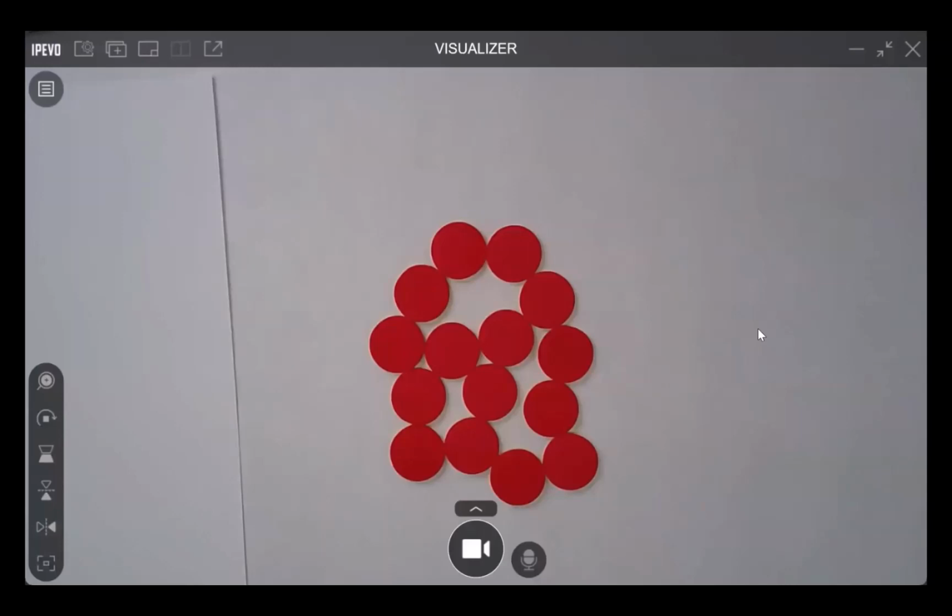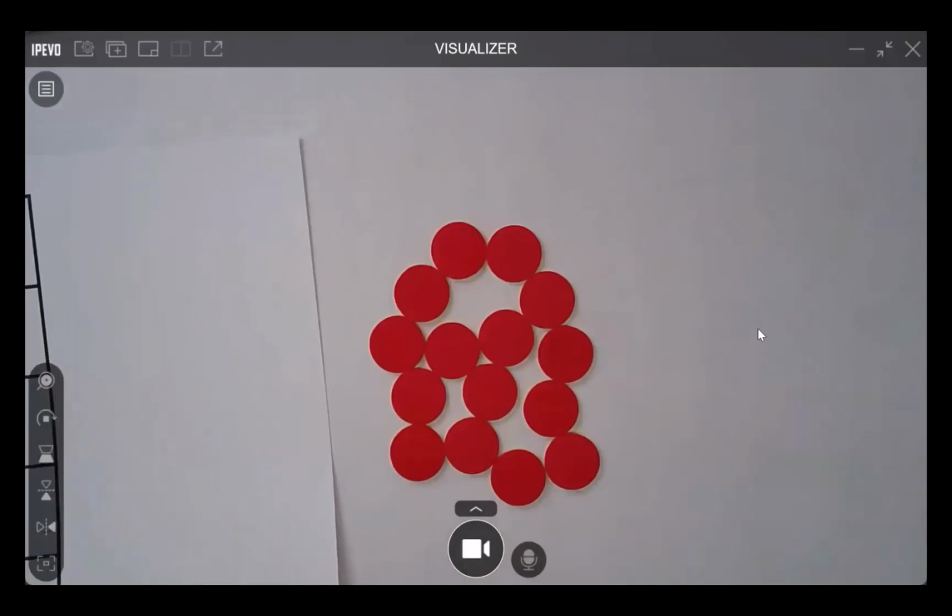I have some counters that I want to count. One way I could count my counters is to count them one by one. Another way I could count is to make a bundle of 10. Making a bundle of 10 is a more efficient way to count sets of objects.